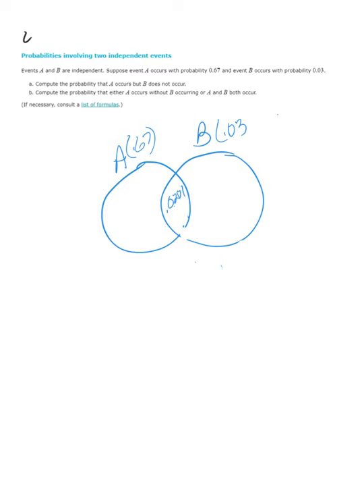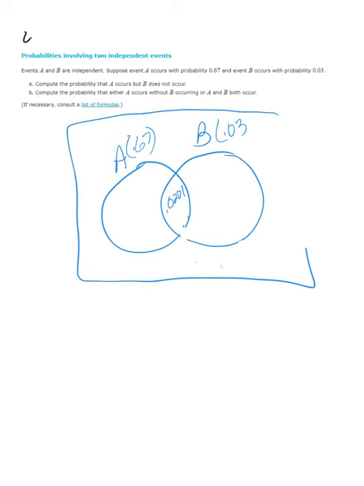And so again, I'm still in an event space. This event space is going to have a probability of 1. Something's going to occur. But notice A and B don't add up to 1 because there's stuff that's going on outside of A and B. All right, it says compute the probability that A occurs, but B does not occur. Okay, so the probability that A occurs and B does not occur.